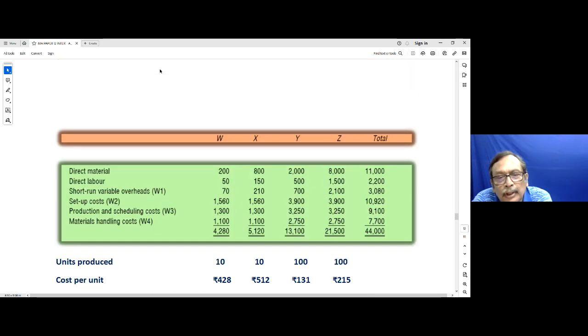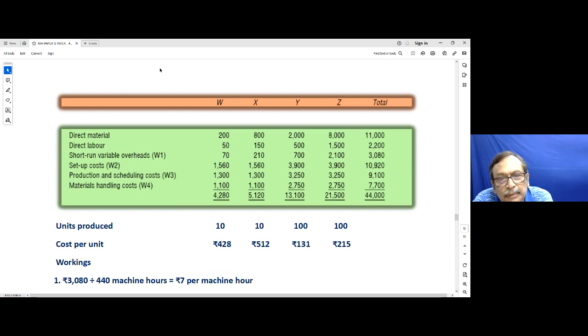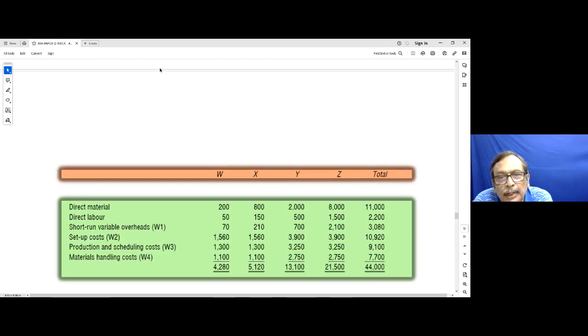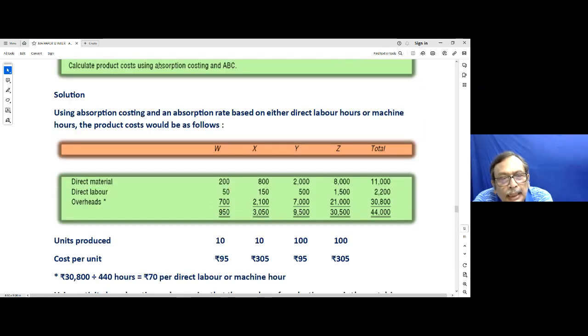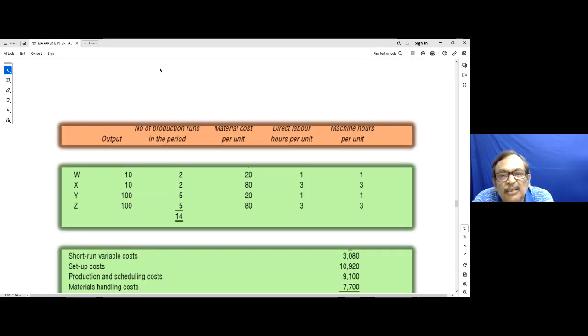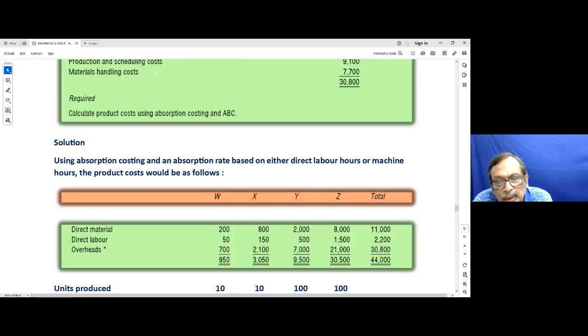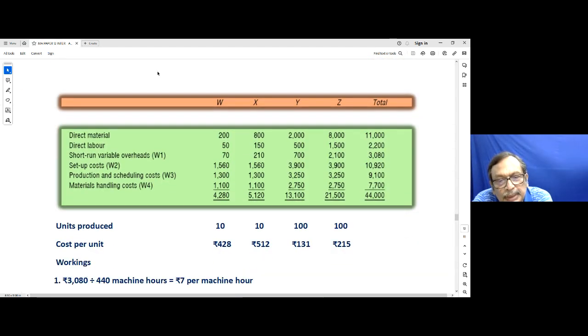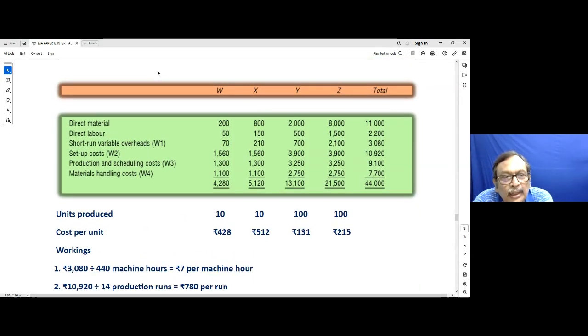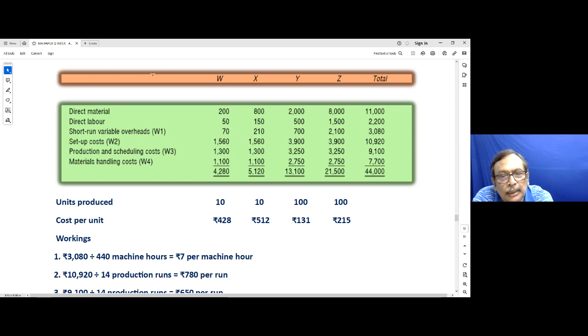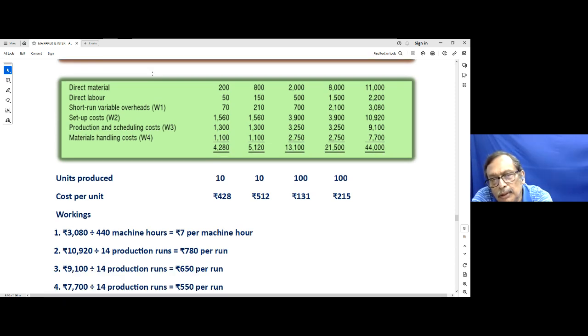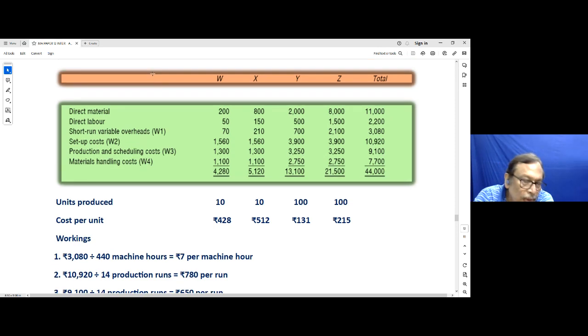So based upon the various perception, that is short run variable overheads, that is 7 per machine hour, we are going to have, you see, direct labor hours and machine hours are same. So we are going to charge the overhead cost on the basis of rupees 7 per machine hour, or labor hours, whatever it may be. Then short run variable cost we have got, setup cost accordingly we have got, production and scheduling cost we have got, and materials handling cost we have got.